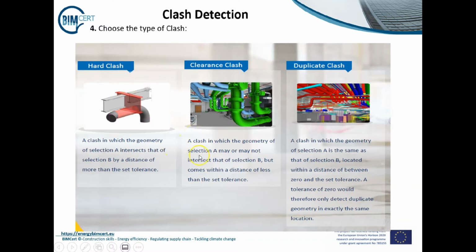Or a clearance clash. This is a clash in which the geometry of selection A may or may not intersect that of selection B, but comes within a distance of less than the set tolerance. So this is where we would say that pipe A must be at a certain distance from pipe B, and if not, then this is a clash. And the third and final one is a duplicate clash. This is a clash in which the geometry of selection A is the same as that of selection B, located within a distance of between 0 and the set tolerance. So this is when the same geometry occupies the same space, and this is known as a duplicate clash.